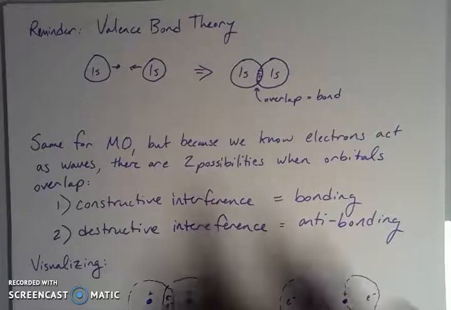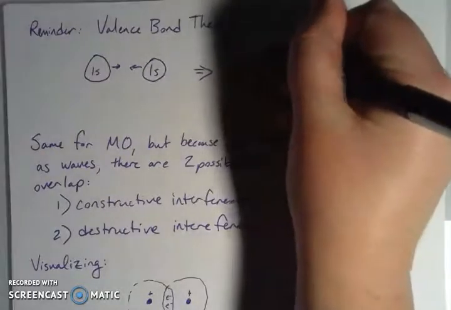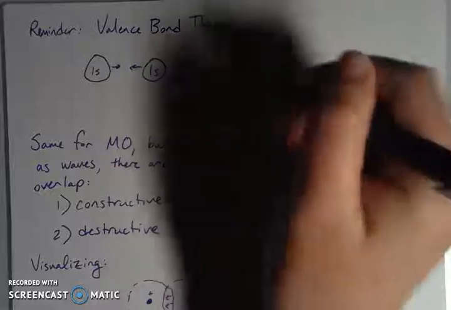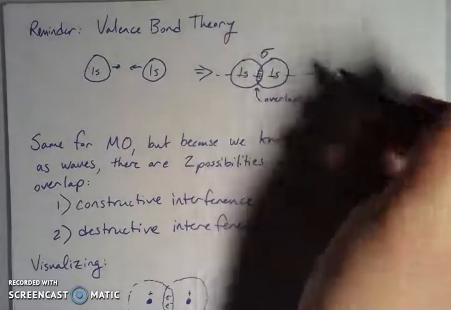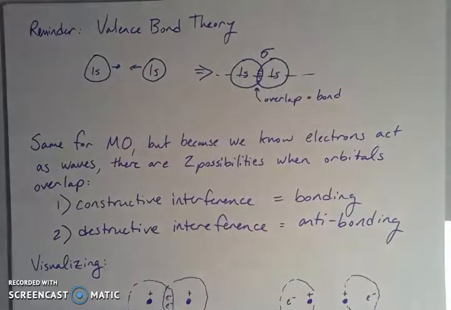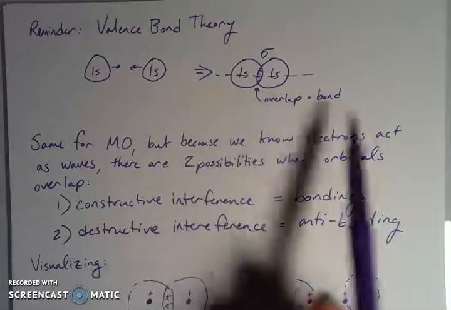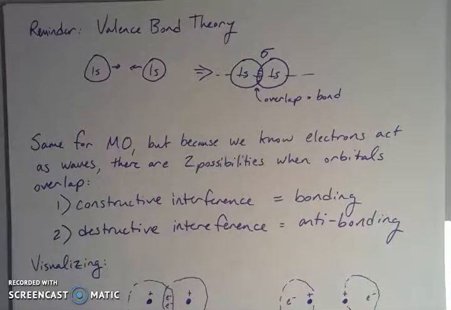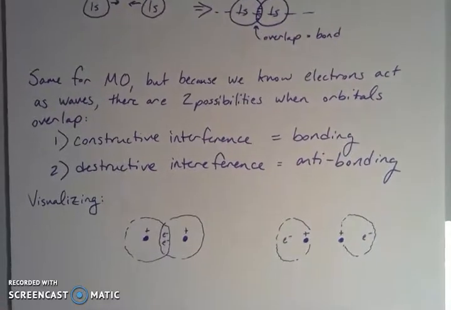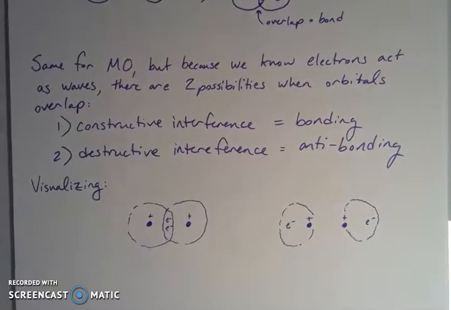Overlapping orbitals would give us what is called a sigma bond, which means that it's in alignment with the bond axis, if we're thinking about this on a three-dimensional coordinate system. So overlap in the line of the bond axis gives me a sigma bond, and the same is true for MO, but because we're focusing on the wave nature of electrons and not their physical location, there are really two possibilities when this overlap occurs.